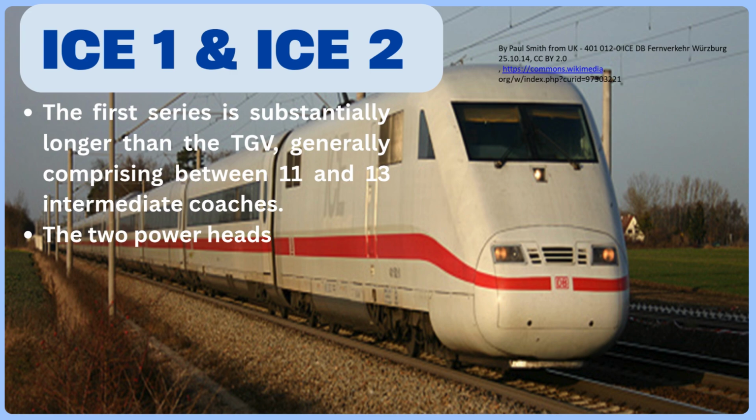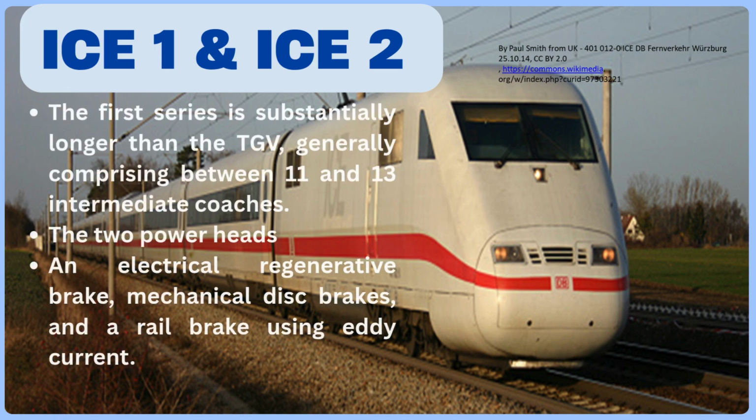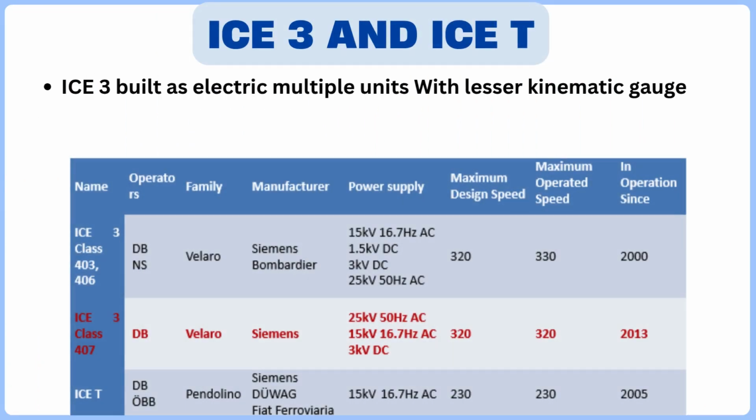The ICE-1 and ICE-2, both power-head-driven, have a loading gauge that exceeds UIC recommendations. The braking system is particularly advanced, combining an electrical regenerative brake, mechanical disc brakes, and an eddy current rail brake. Compared to the French TGV, the ICE1 offers greater comfort and more spacious interiors, surpassing even the Shinkansen in these aspects. Additionally, the number of coaches can be adjusted to meet specific operational needs.